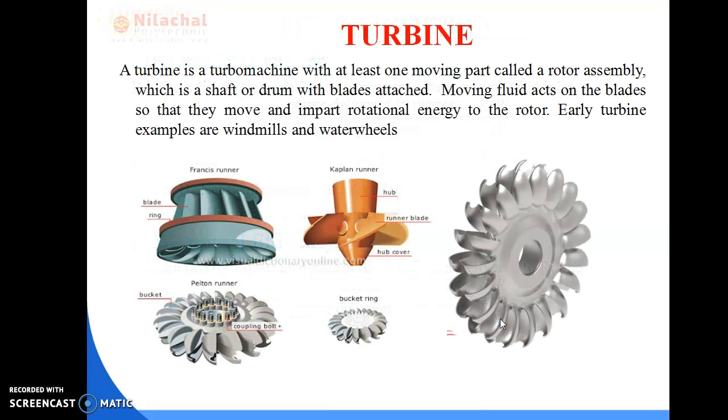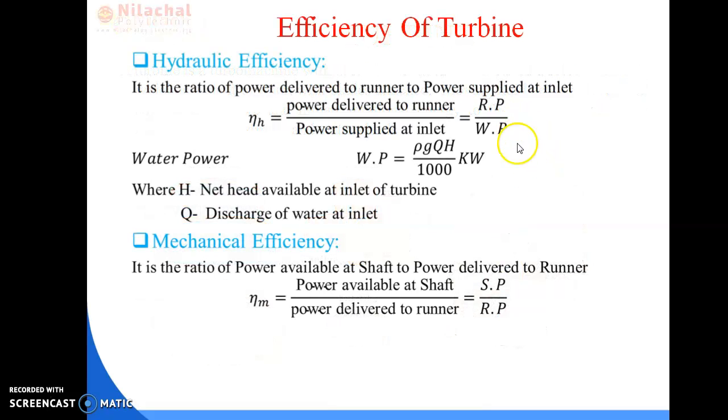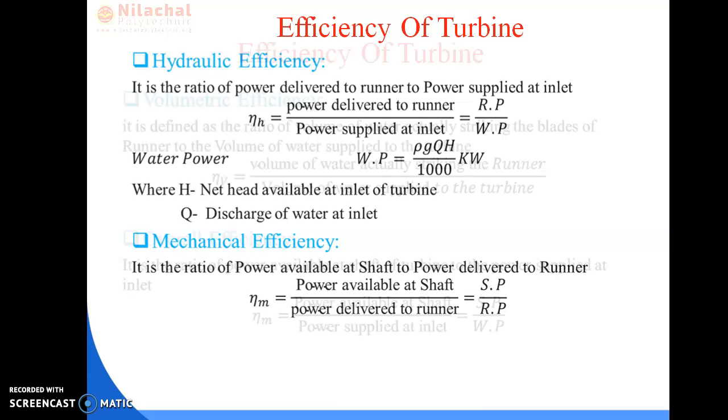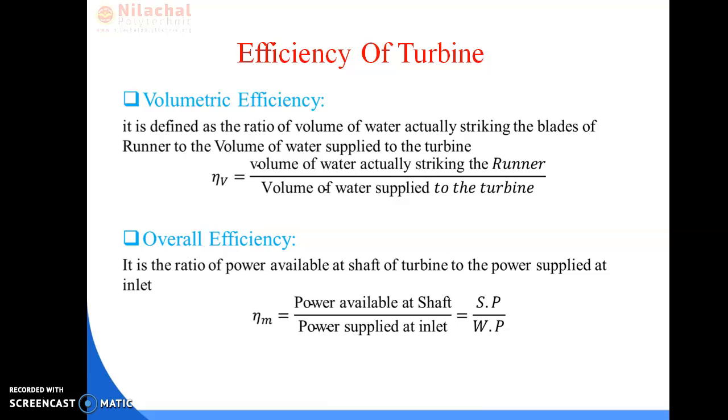Now, if you multiply Rp by Wp into Sp by Rp, what happens? During that time the runner power Rp cancels out, and the rest of the term will be equal to shaft power by water power. Hence overall efficiency is the multiplication of mechanical efficiency and hydraulic efficiency.